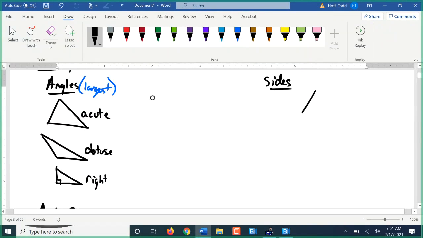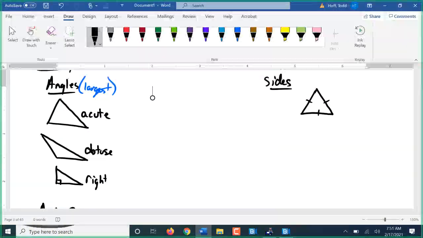Classified by the sides, we'll start out with the most special. Those little hash marks indicate that all the sides are equal. What is that called? Equilateral. Equal meaning equal, lateral meaning side. Very popular one looks like this. Two sides are equal. One is different. What's that called?